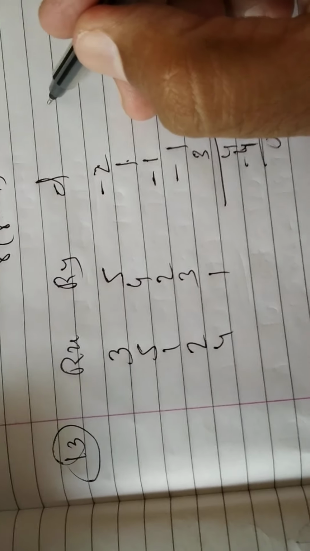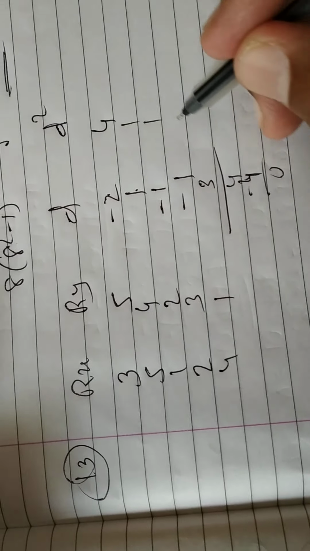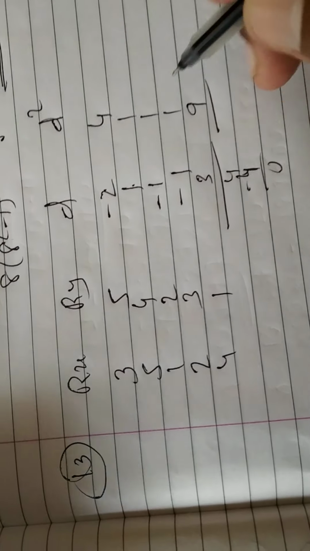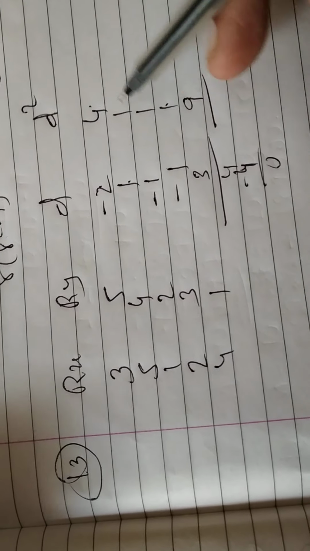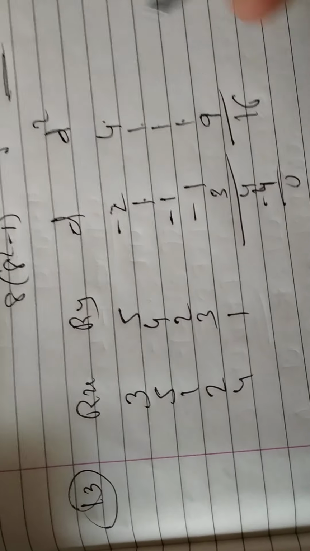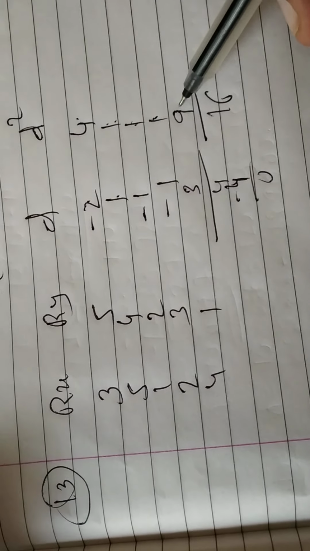Now find the value of d square. 2 2s are 4, 1 1s are 1, 1 1s are 1, 1 1s are 1, 3 3s are 9. So here 9 plus 1, 10. 10 plus 4, 14, 15, 16. So sigma d square is 16.